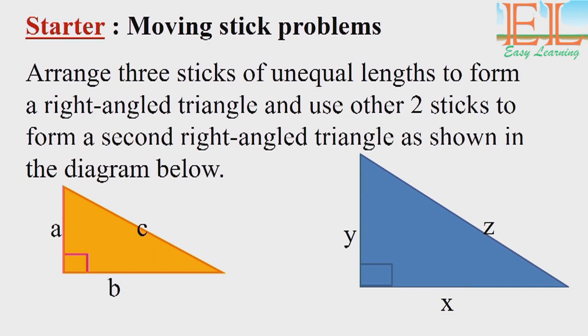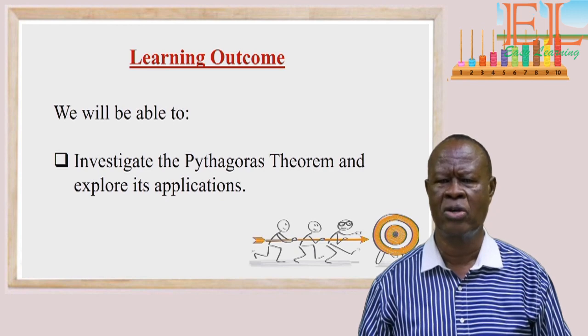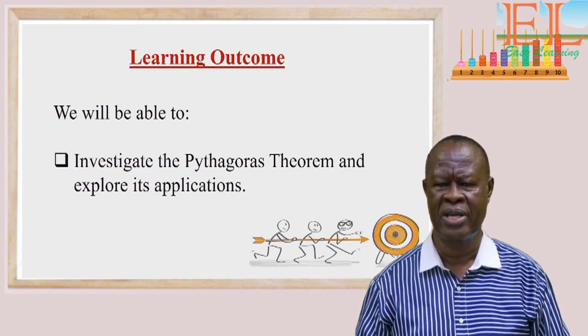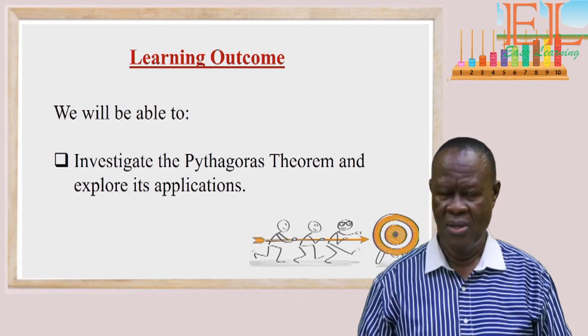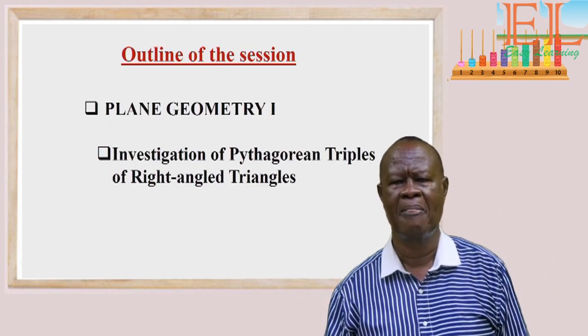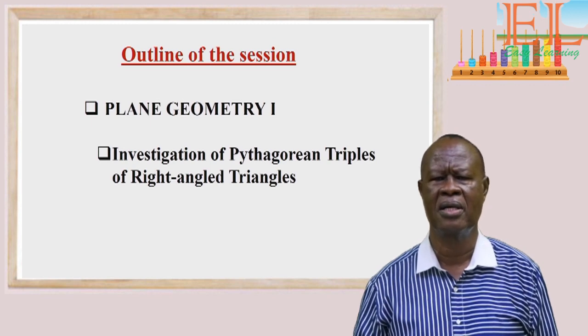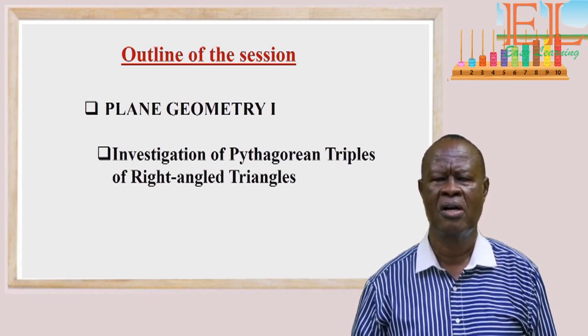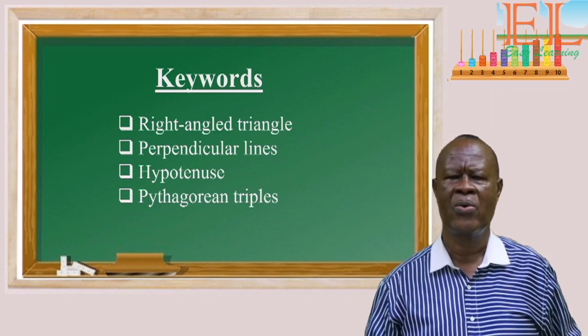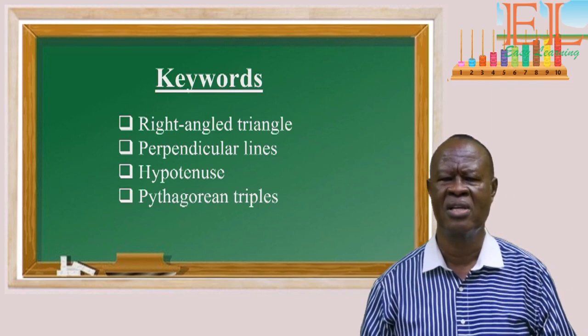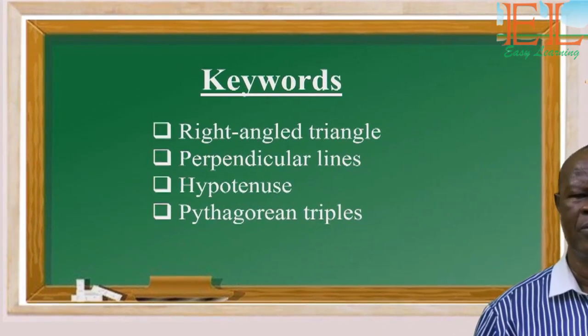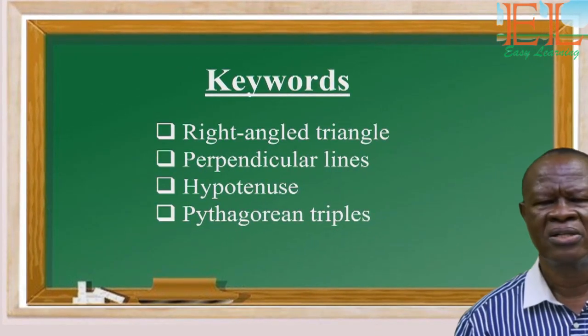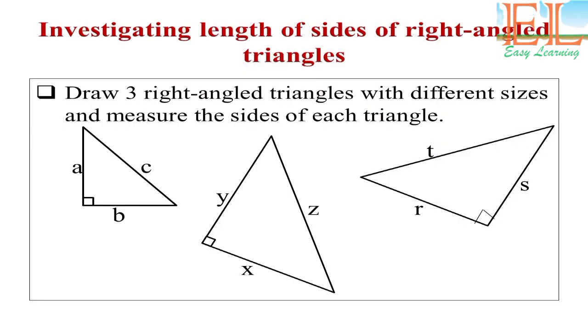All right. Now look at the learning outcome. We'll be able to investigate the Pythagoras theorem and explore its applications. Our outline for this is investigation of Pythagorean triples of right angle triangle, still under plane geometry 1. Our keywords are right angle triangle, perpendicular lines, hypotenuse, Pythagorean triples. So we start with our work now.